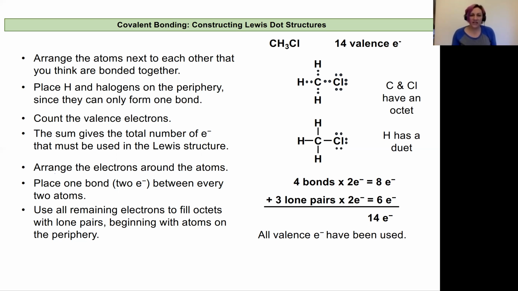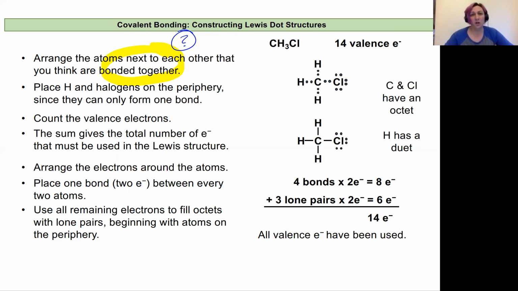Now you arrange the atoms next to each other in the order that you think they might be bonded together. And to me, this part right here is really confusing because it requires some chemical intuition. If you've seen a lot of molecules, if you've taken organic chemistry, you'll have an intuitive sense about the way atoms tend to group together in organic compounds. We haven't really done that yet. So I feel like this step is just a lot of guessing.